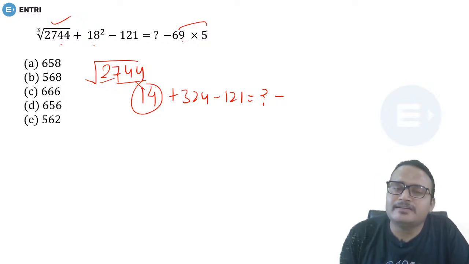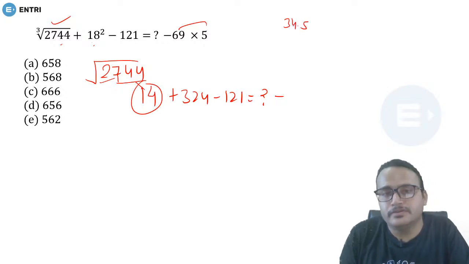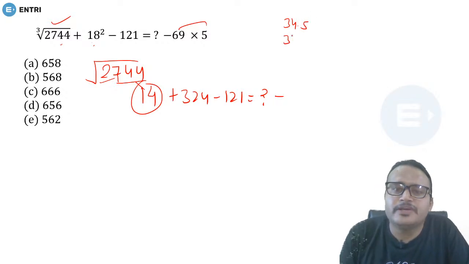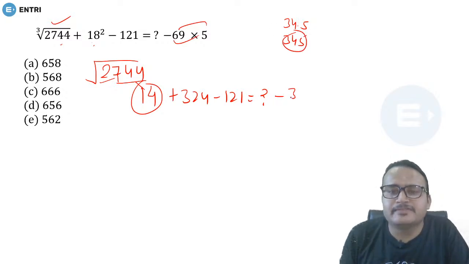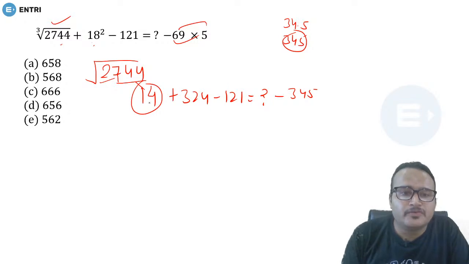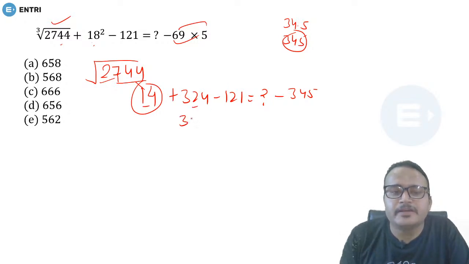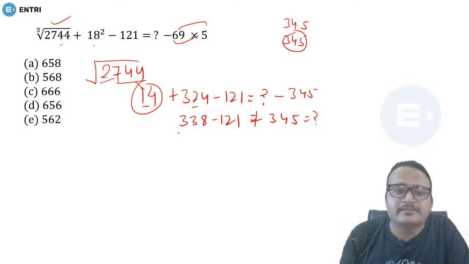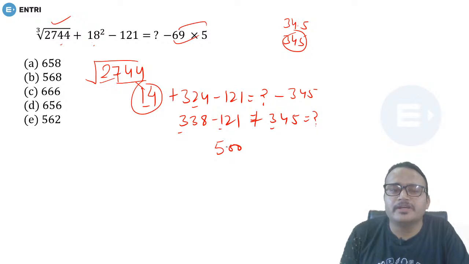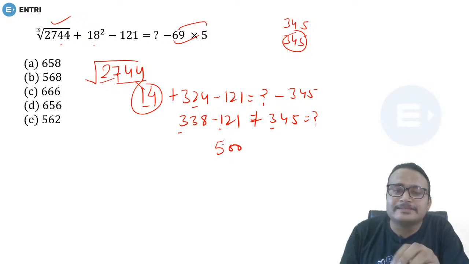So guys, if you divide this by 2, then what will be there? 34.5, because 34 2s are 68. So 345 will be the multiplication of this. So minus 345 will be there. Okay guys, so 14, and this will be 338 minus 121 plus 345 equals question mark. So the value of question mark will be, guys, 3 plus 3 is what, 6, 6 minus 1 is what, 5, so 500. Okay, so this is how we do the calculation in the exam guys.